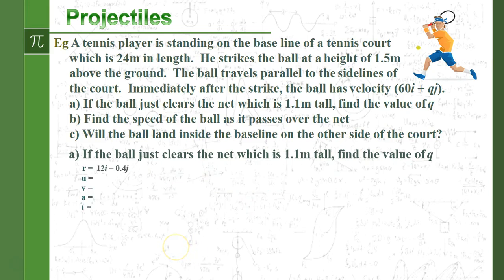So here comes our CVAT. There's our displacement vector, and we've got our velocity vector, the 60i plus the qj. V we don't know. Acceleration: it's a projectile, so in terms of i components there's no acceleration because it's travelling at a constant speed in the i direction, but in the j direction, clearly we've got it falling due to gravity. And t, well, we don't know the value of t.